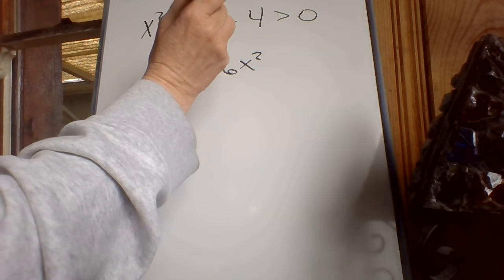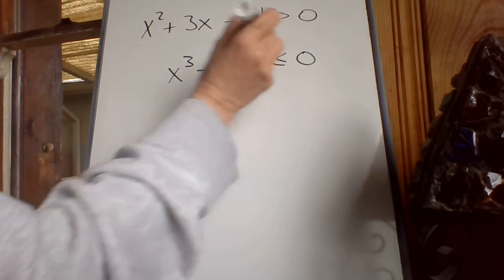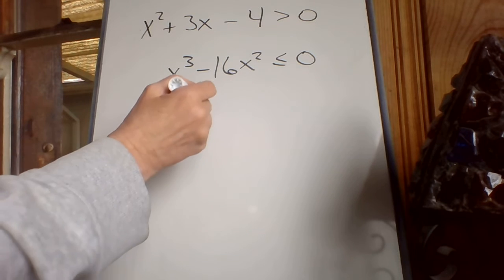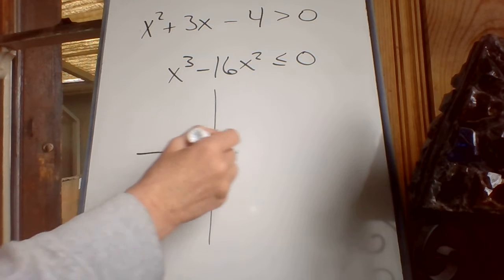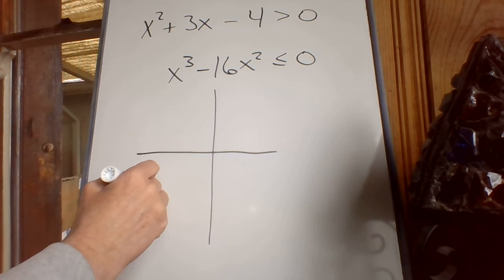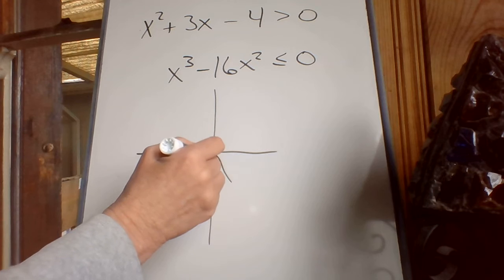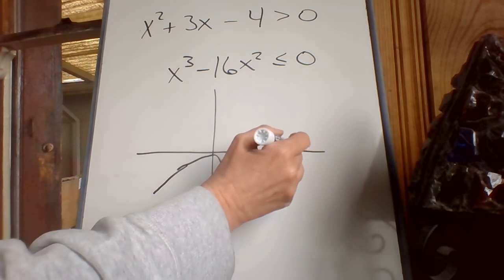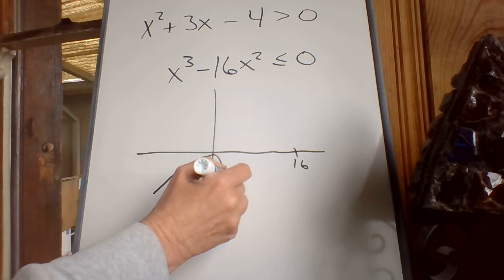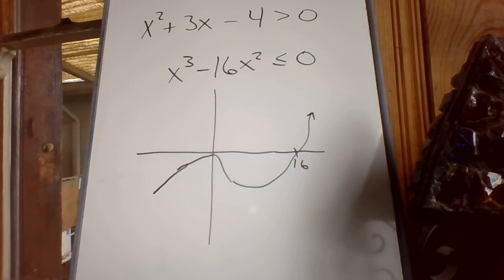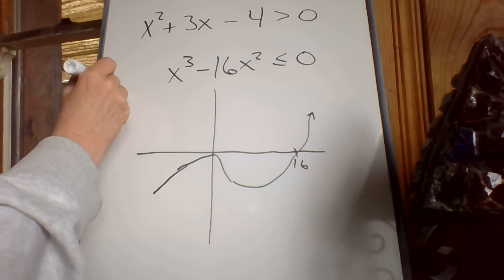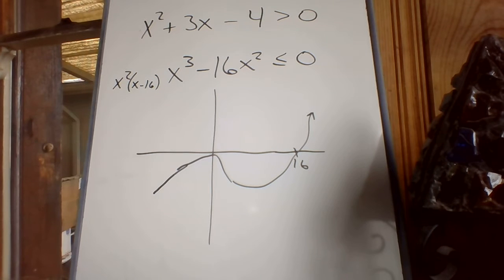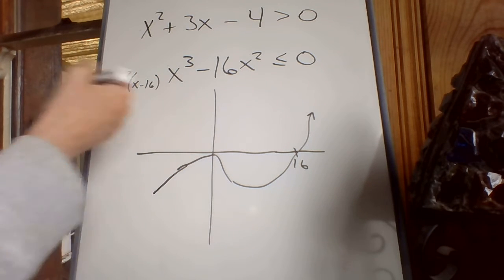All right, this one says less than or equal to 0. Maybe this person is interested in one of the bad years in my business. I see it touches right there, and unless you go in and change the window or zoom out, you don't find it. But over here at 16, it goes like that. I know that if I zoom out, it's going to look like that because this factors to x squared times x minus 16.